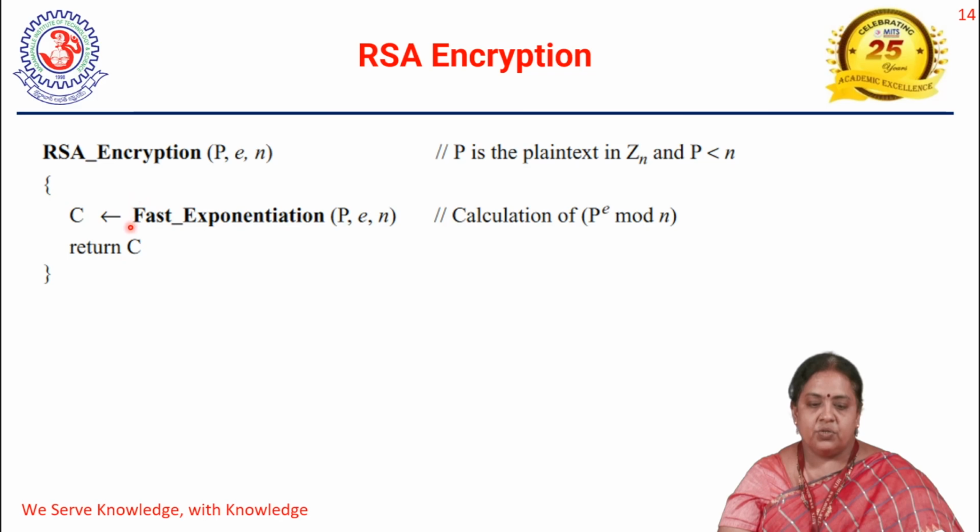Here we are going to use fast exponentiation for this calculation. So C equals P power E mod n. Then we are going to return C. That is the ciphertext we are going to return, and that ciphertext will be sent through the transmission medium.